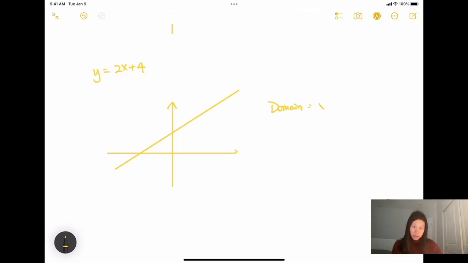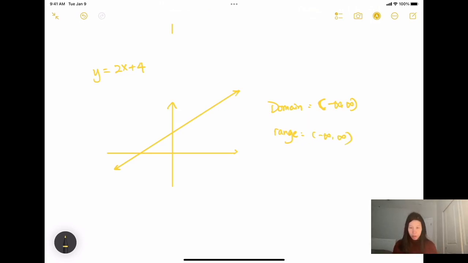Domain is going to be x, all the possible values of x. So x can go to what? To the left and right. So the domain should be negative infinity to infinity. Range is going to be the same, which is negative infinity to infinity.